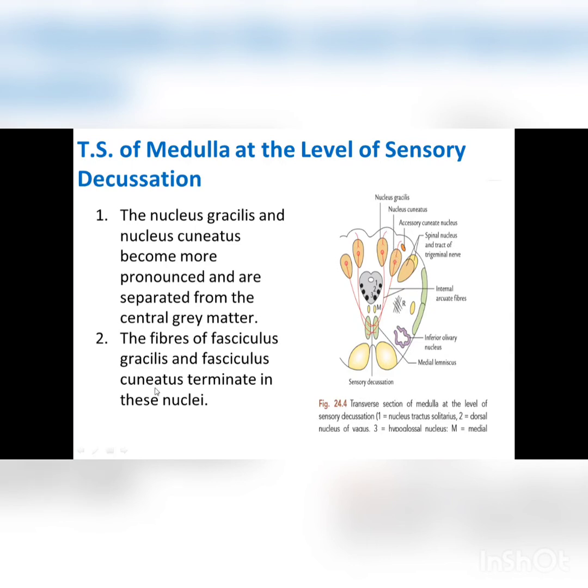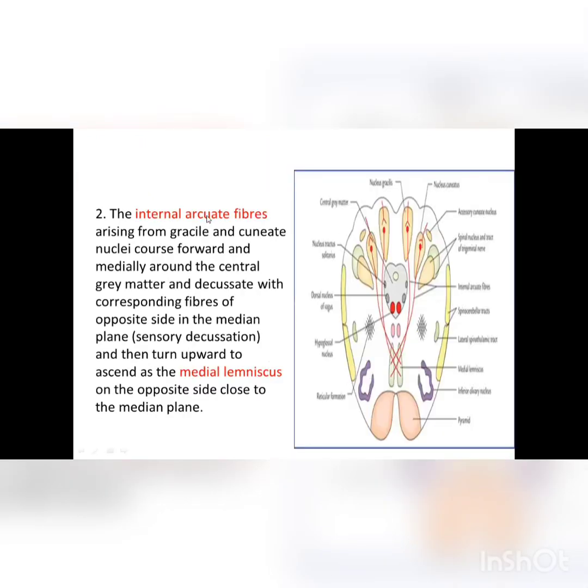The fibers of the fasciculus gracilis and fasciculus cuneatus terminate in these nuclei. The internal arcuate fibers: you can see here, these are the internal arcuate fibers, the red color fibers, arising from the gracile and cuneate tubercles.